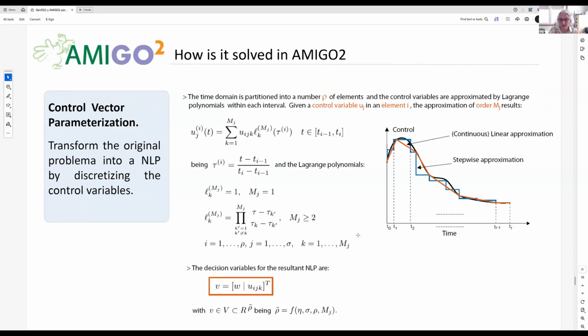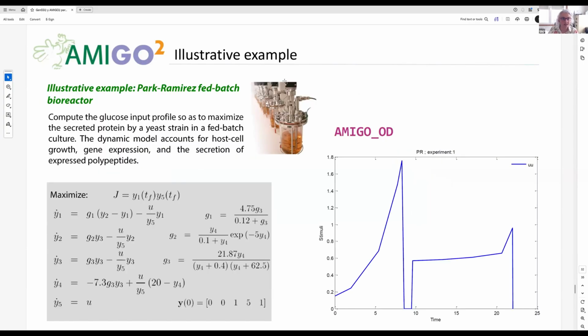So we solve that, again transparent to the user, using a control vector parameterization approach. I won't enter into the details. And the optimal profile we would get is something like this. So this would be the optimal input of sugars into my fed batch reactor to maximize the amount of protein at the end of the process. And this was achieved using another task within AMIGO, which is related to dynamic optimization.